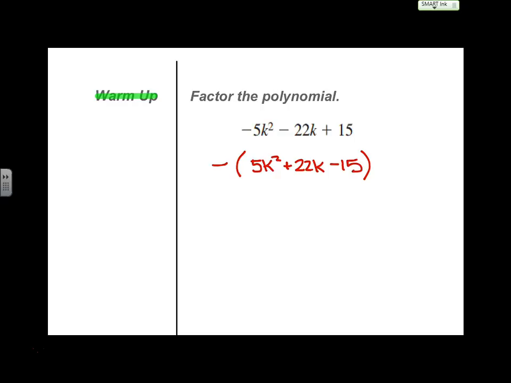Okay? Now, for you guys from yesterday, off to the side, do you remember whose factors I'm looking at? The grouping method, remember it's the big method. Multiply the first and the last. Multiply the first and the last. So it's going to be factors of 5k squared times 15.